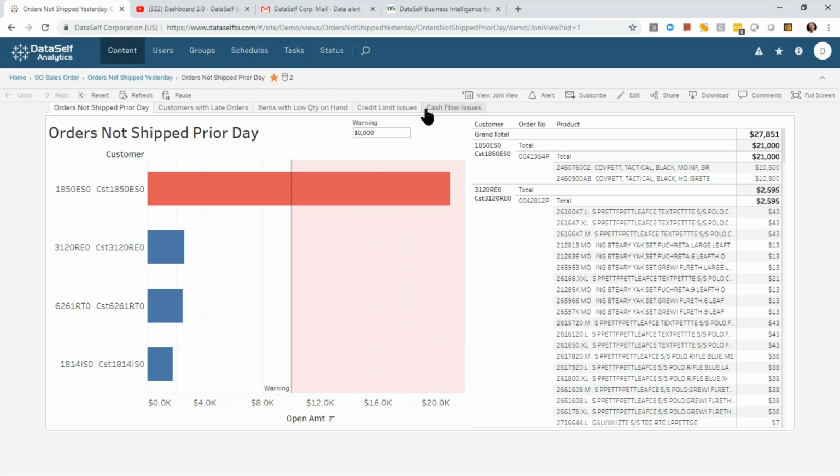But what if I want to create something from scratch? What if I'm a salesperson and I don't find the report that I want and I want to customize it? How easy is it to customize from scratch a report or dashboard? I'm going to show you that example now.